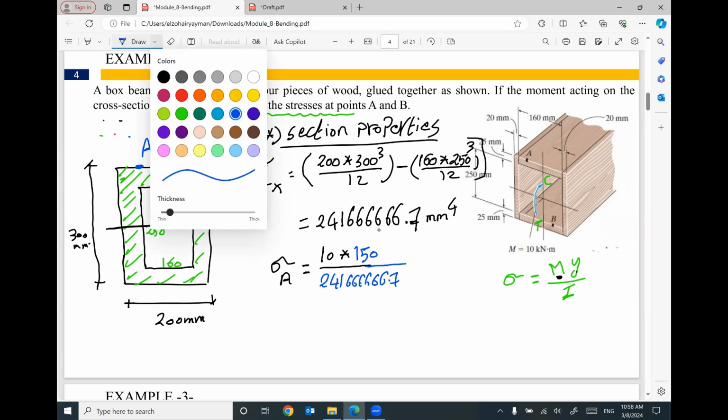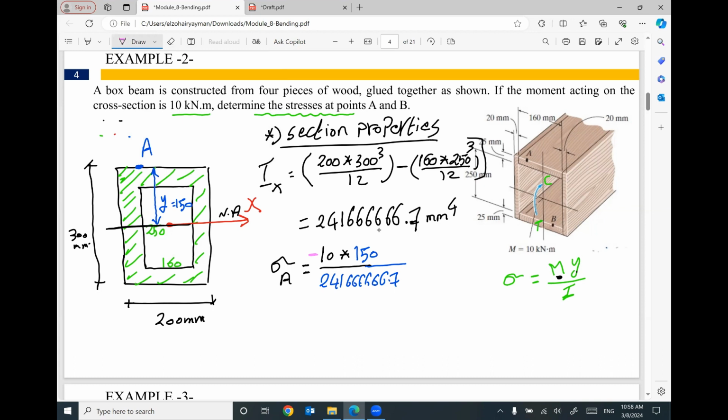First of all, this stress will be negative. Why? Because this side of the cross section will be under compression based on the given arrow of the moment. Second, this I is in millimeter to the power 4. So this moment, I will convert it to Newton by multiplying it by 1000 and to millimeter by multiplying it by another 1000 to be Newton millimeter. So the final stress will be negative. How much? 6.2 megapascal, which is Newton per millimeter square. This is the bending stress at point A.